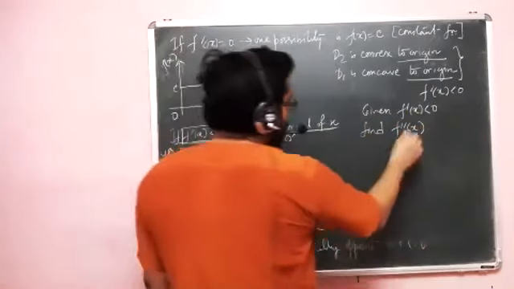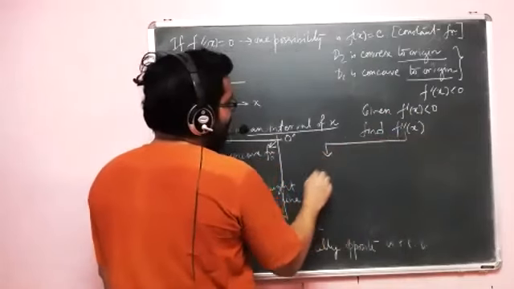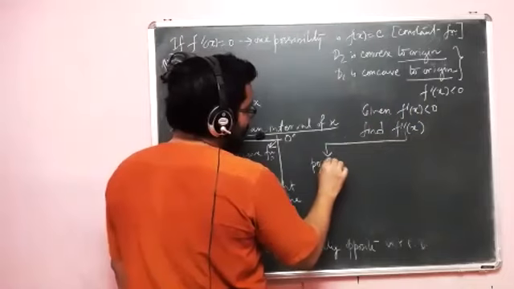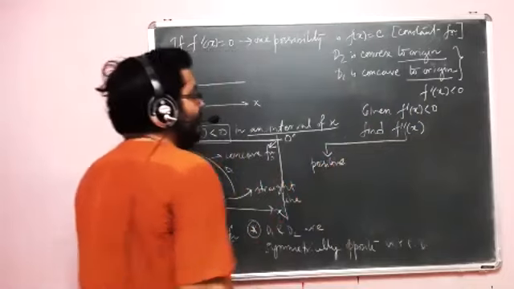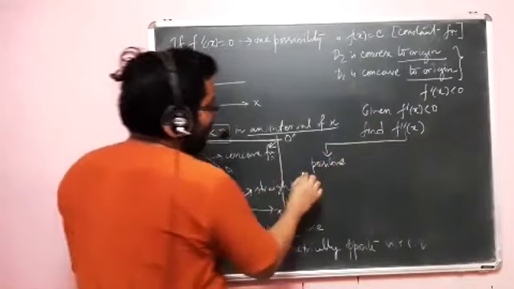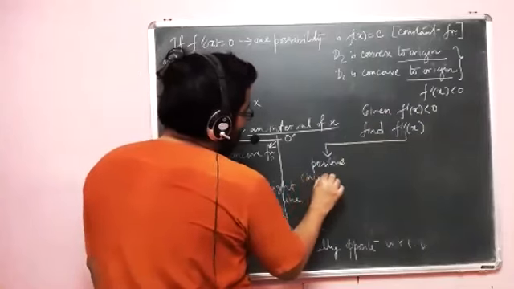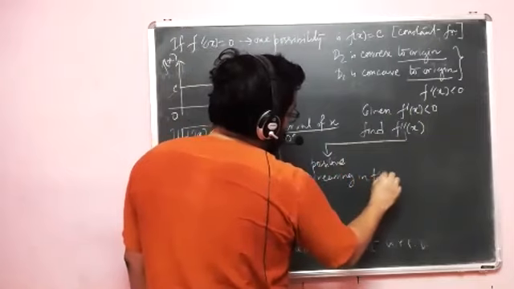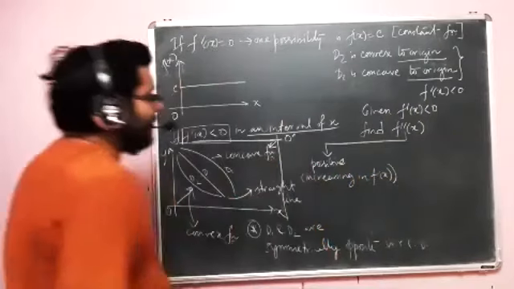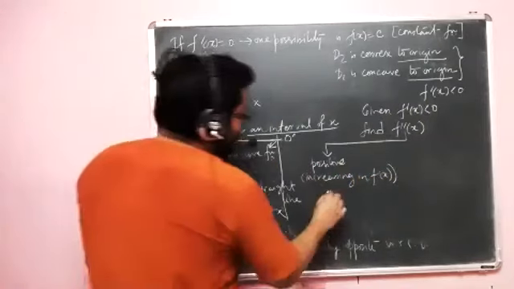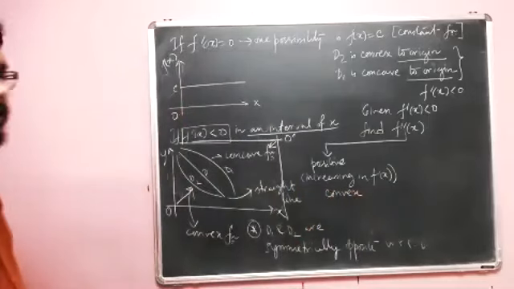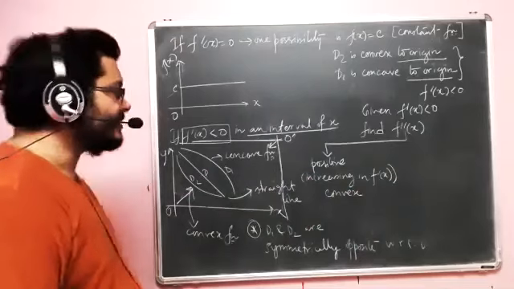Now for second order also, we have three possibilities. Number one is positive. Positive, that means increasing in f dash x. What does this mean? This means the function is convex.